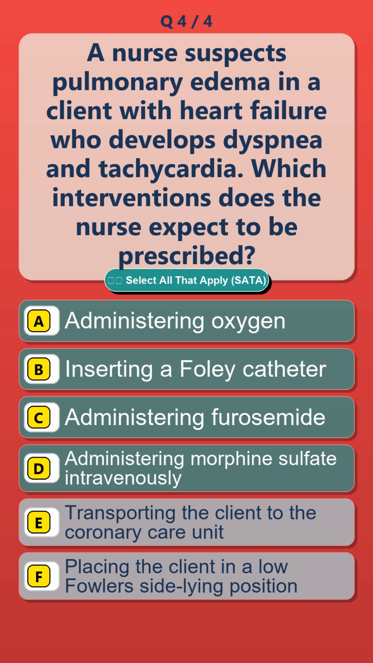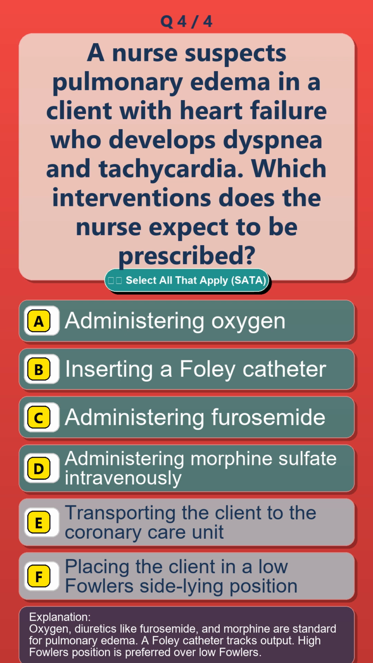Administering oxygen. Inserting a Foley catheter. Administering furosemide. Administering morphine sulfate intravenously. Oxygen, diuretics like furosemide, and morphine are standard for pulmonary edema. A Foley catheter tracks output. High Fowler's position is preferred over low Fowler's.